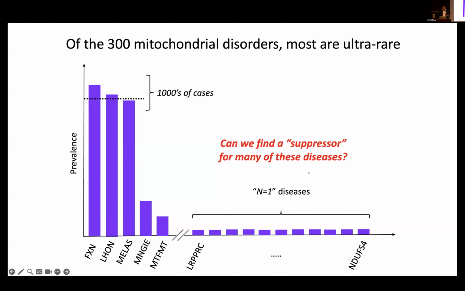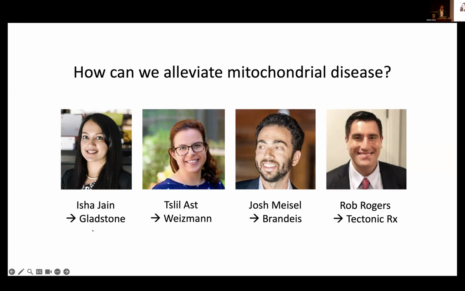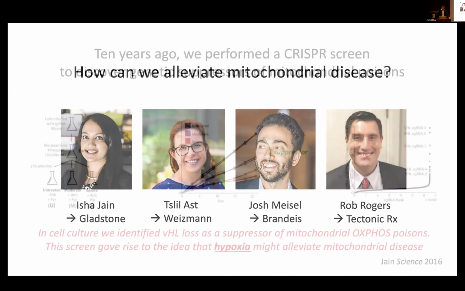And so what I want to do is share with you an arc that's been developing in our lab over an almost 10-year period that began when Isha Jain was a graduate student, and she's now leading her own independent group at UCSF. Slil Ast continued this work and extended it into the most common monogenic mitochondrial disease. She's now leading her own group at the Weizmann. Josh Mizell was joint between my lab and Gary Ruvkun's laboratory, and really pushed us into the worm model. He's now a professor at Brandeis. And Rob Rogers is a talented former chief resident and hardcore physiologist that's now at a Tim Springer company called Tectonic. I'm going to share with you some of their work over the years.